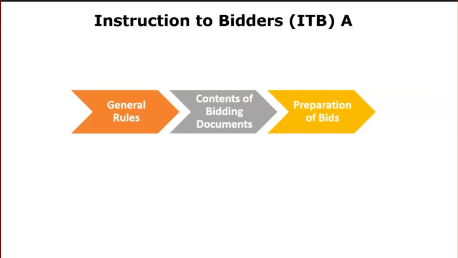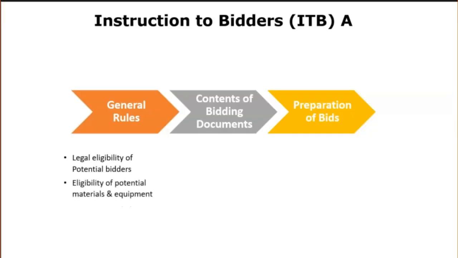No changes can be introduced into the standard text of the instructions to bidders, and any competition-specific data is introduced in the bid data sheet, which complements the standard text of the instructions to bidders. The instructions to bidders content is as follows. In section A, which is general rules, you will find information such as legal eligibility of the potential bidders. This talks about registration of the company and payment of taxes. That is what you will find there.